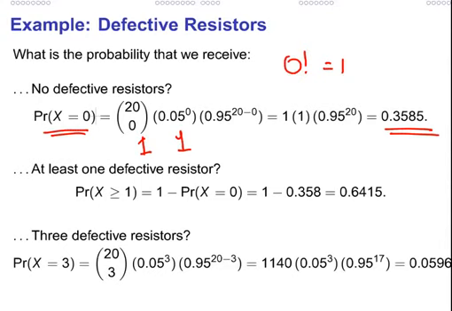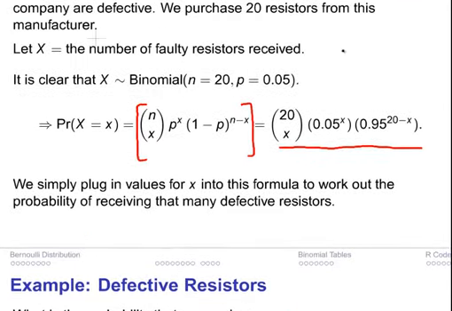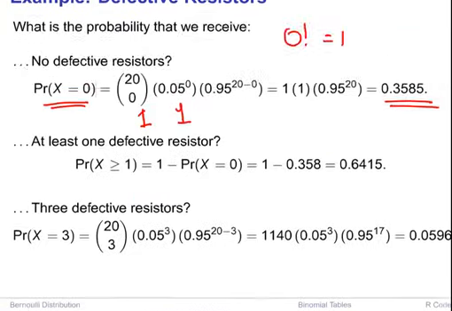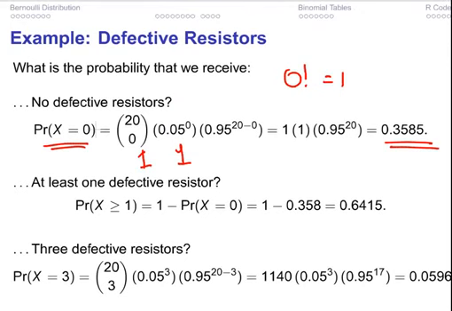Just before we get into this, the expected number of defective resistors is 1, n times p. Now, at least one defective resistor is an interesting question that often crops up. So this is 1, 2, 3, 4, as many as 20 defective resistors. This is the complement of no resistors. So it's the complement event, none or some.